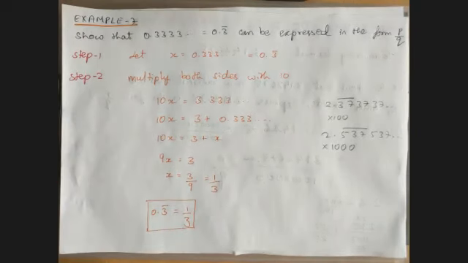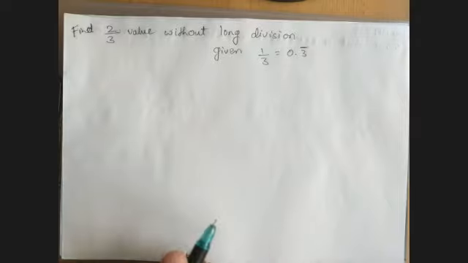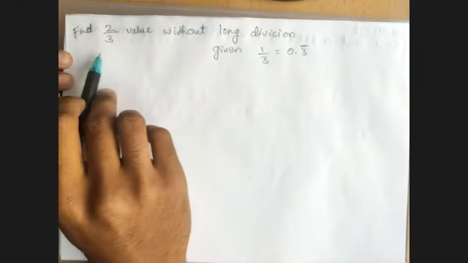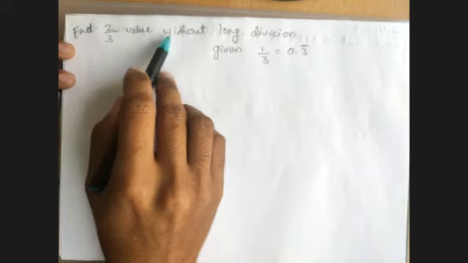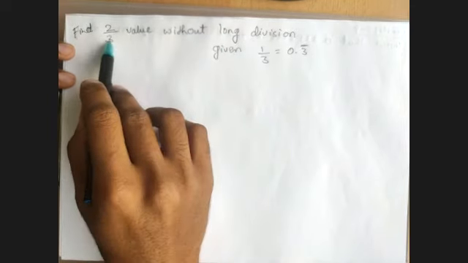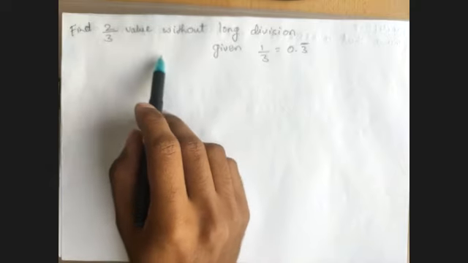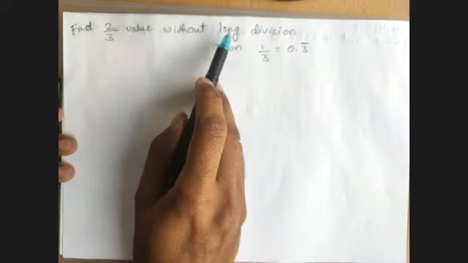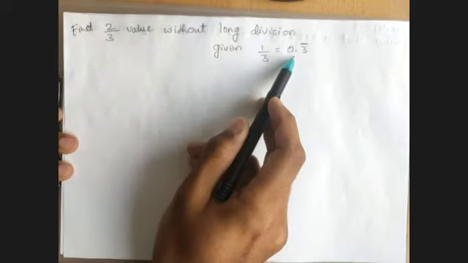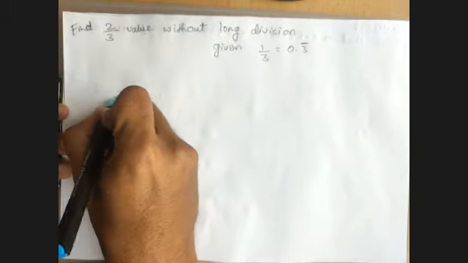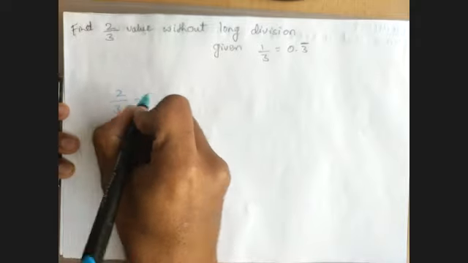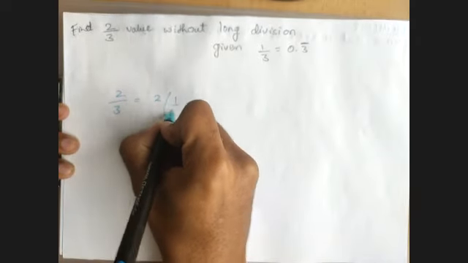Let us look at another example. Before going to the next problem, I wanted to show you something. So find 2 by 3 value without long division. We know how to find it by long division method. But he's asking to find the value without long division, given 1 by 3 is 0.33. So he has given this value. So we can write 2 by 3 as 2 into 1 by 3.